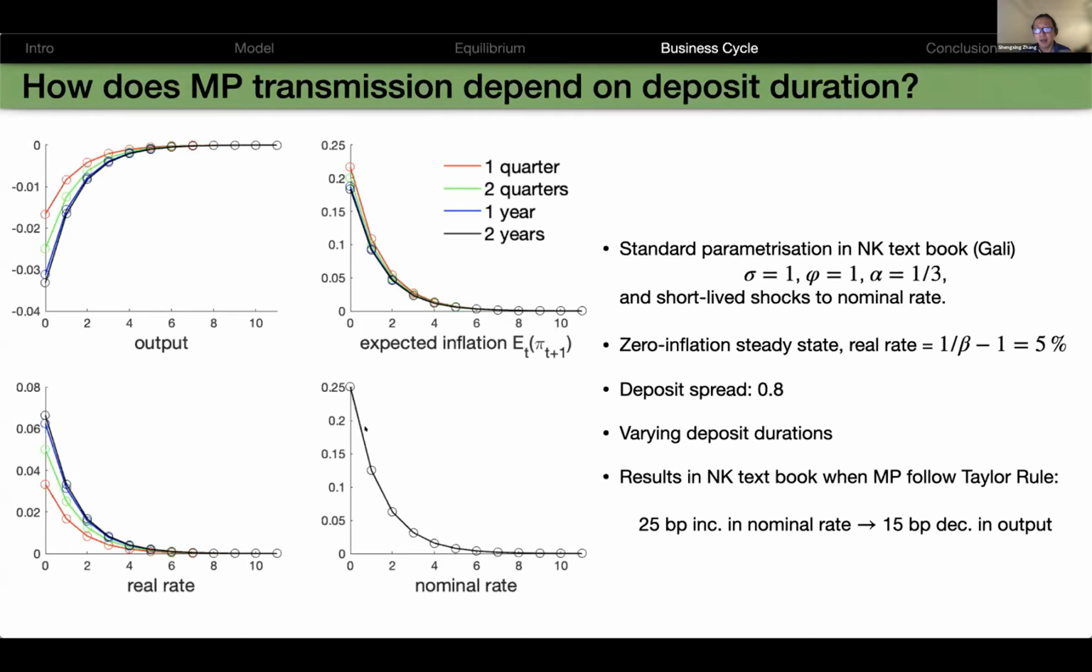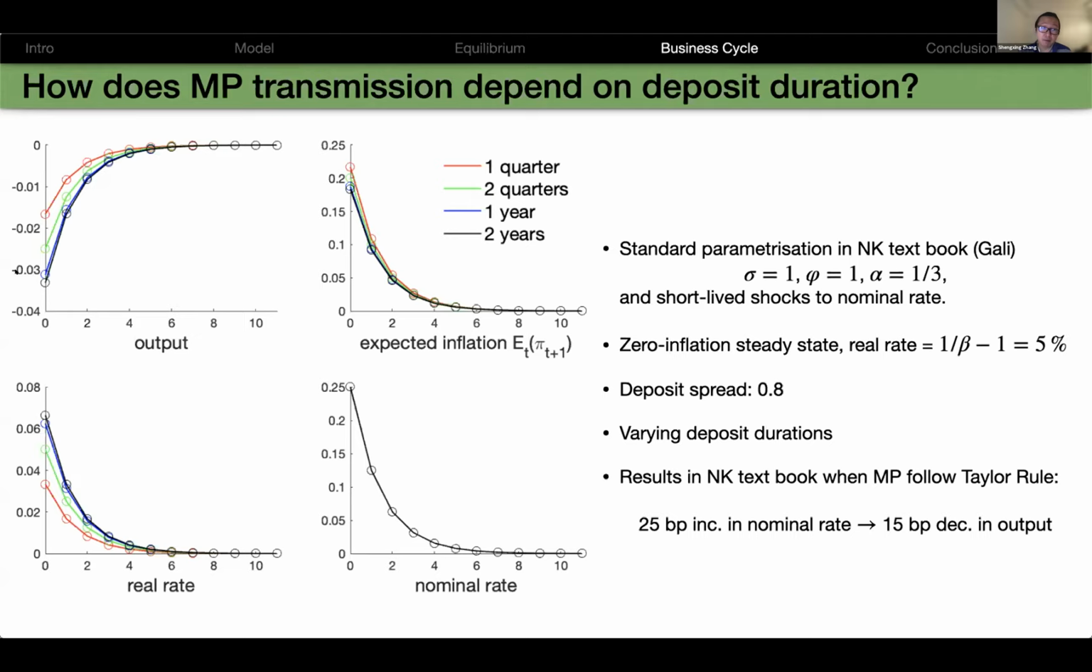Here, if the difference in the payment timing is one quarter, and we use the standard New Keynesian textbook parameterization, and assume the bank market power is 0.8, if the deposit duration is just one quarter, then a 25 basis point initial increase in the nominal rate will create something like a 2 basis point drop in the output. So not much relative to the New Keynesian model, which predicts a 15 basis point drop in the output. Even if the deposit duration is one year, which is longer, the drop is 3 basis points.